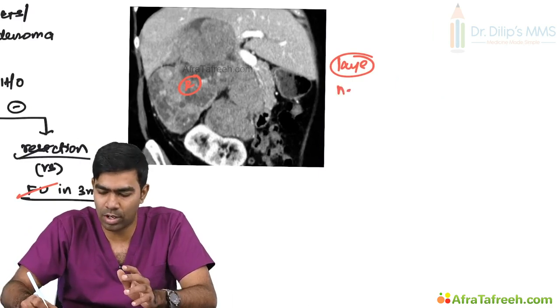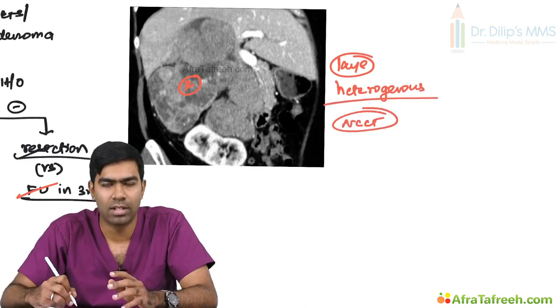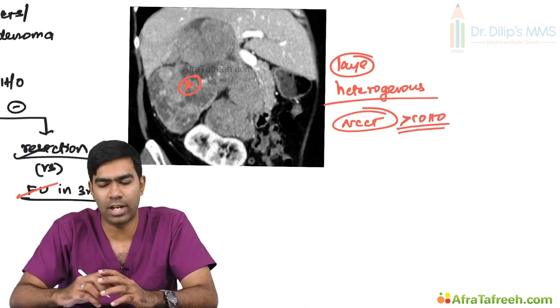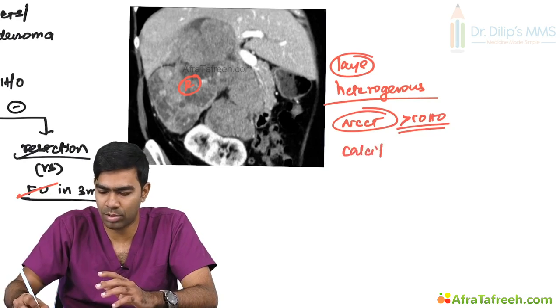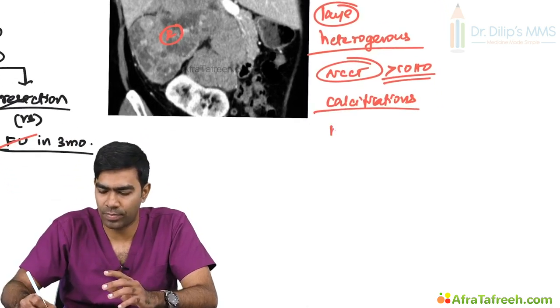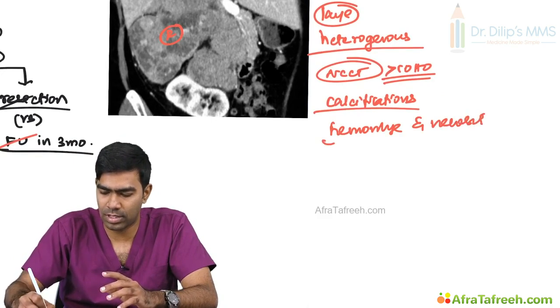It will be very large, heterogeneous. You can see a lot of areas are having different densities, and definitely many areas in NCCT will be having higher dense regions like more than 10 Hounsfield units. You might be seeing areas of calcifications, which will be more punctate and irregular in nature, and you might see areas of hemorrhage and necrosis. So there is a separate TNM staging for adrenal cancer as well. So this is how an adrenal cancer is going to look like.